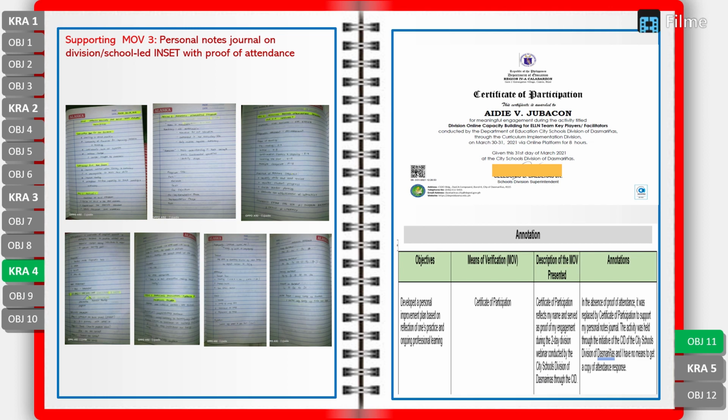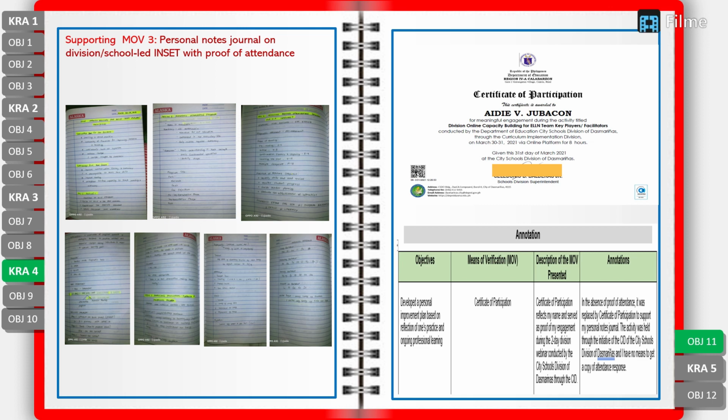For my supporting MOV3, which is personal notes journal on division school-led inset with proof of attendance, as you noticed, wala po akong proof of attendance dito, but I provided the certificate of participation supported with annotation, showing my engagement to the said training. By the way, hindi po lahat ng MOV ay dapat maglagay ng annotation.